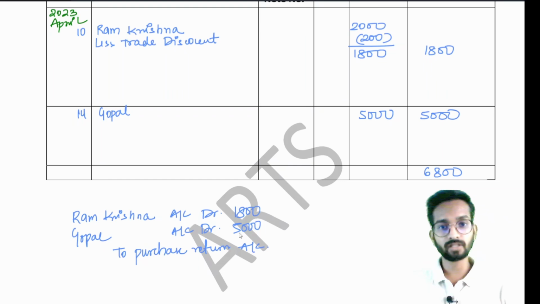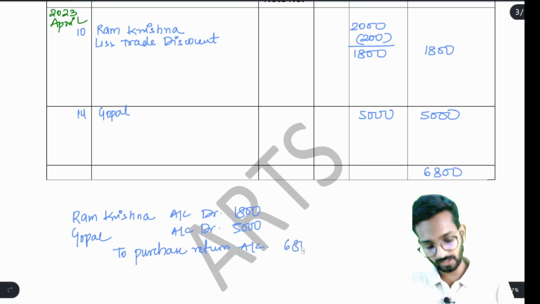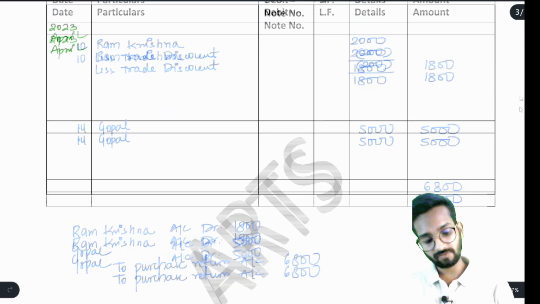Sir, why are we not writing trade discount? I already told you in the journal entry that we will never write trade discount. We will always write only cash discount wherever we write discount allowed. Now, here 6,800. This is our journal entry for the purchase return that we are supposed to pass after preparing the purchase return book.